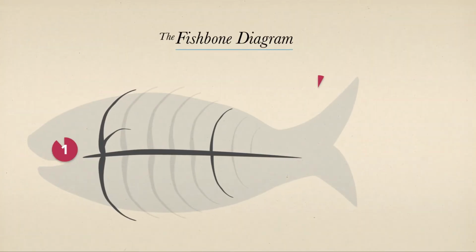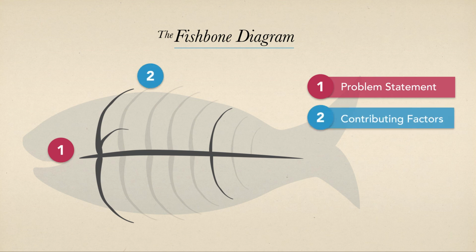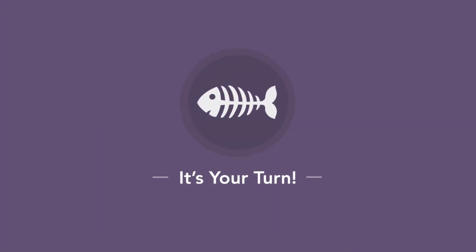Remember that a fishbone diagram begins with a problem statement, then the contributing factors that are associated with the problem, and finally drills down to the causes related to each of the main factors. Now it's your turn to create your fishbone diagram.